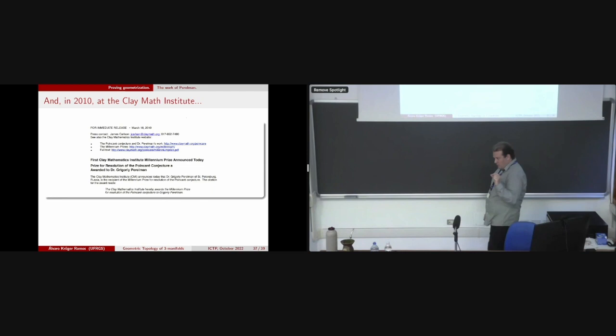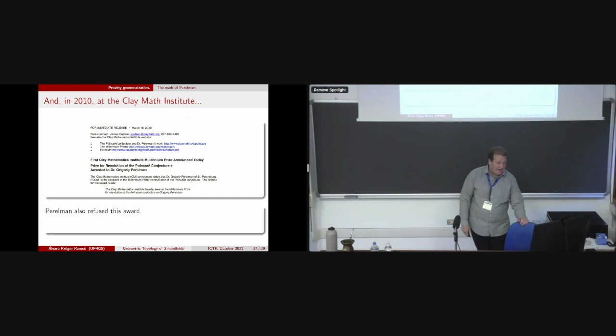The Millennium problems were 7 problems that the Clay Institute said are the most important problems in mathematics of this millennium so far. And one of them was the Poincaré conjecture. And in 2010, they recognized that Perelman had proved the Poincaré conjecture. So the Clay Mathematics Institute hereby awards the Millennium Prize for the resolution of the Poincaré conjecture to Grigory Perelman. And he also refused this award.